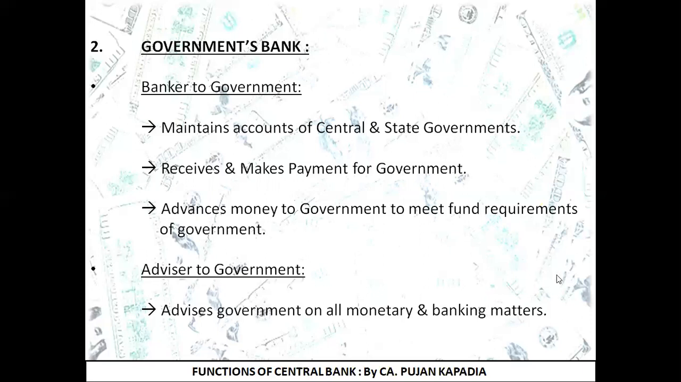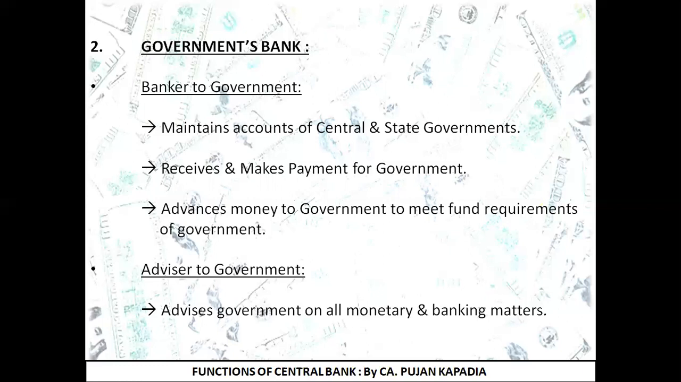Third point I've written over here is, it advances money, that is, it gives loans to the government to meet the fund requirements of the government. Government may also face deficit at certain points of time. At that time, it requires some funding so that it can spend for the welfare of the citizens of that particular region. As a result, government may also require funds for utilization. Now, if the government is feeling deficit, who is going to come and help the government at that particular point of time? Again, the answer is central bank.